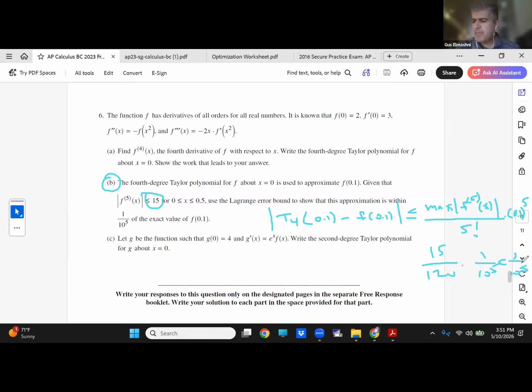We can wrap up with C. So find the second degree polynomial for G centered about x equals 0, given that information. And after that, we can wrap up.